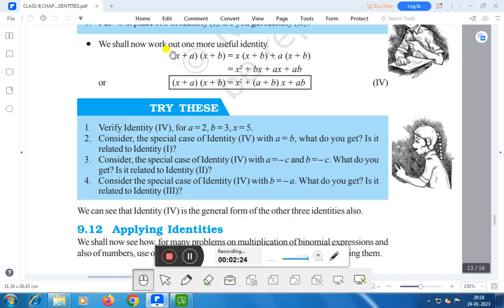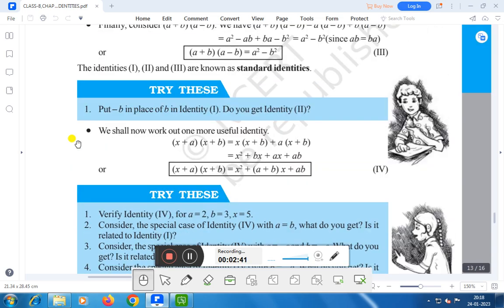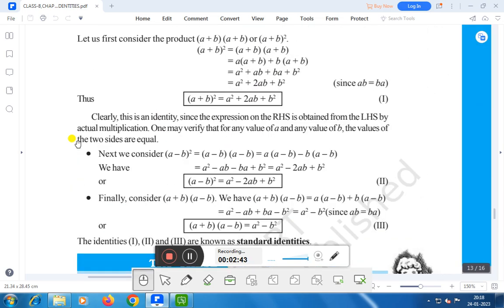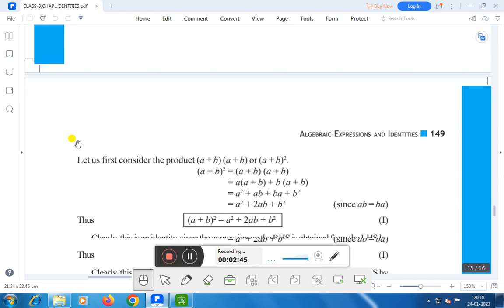We shall now work out one more useful identity. (x + a)(x + b) will be equal to x² + (a + b)x + ab. These are the various identities. We can see that identity 4 is the general form of the other three identities also, right? These are the various identities. We'll use all these identities in the exercises.